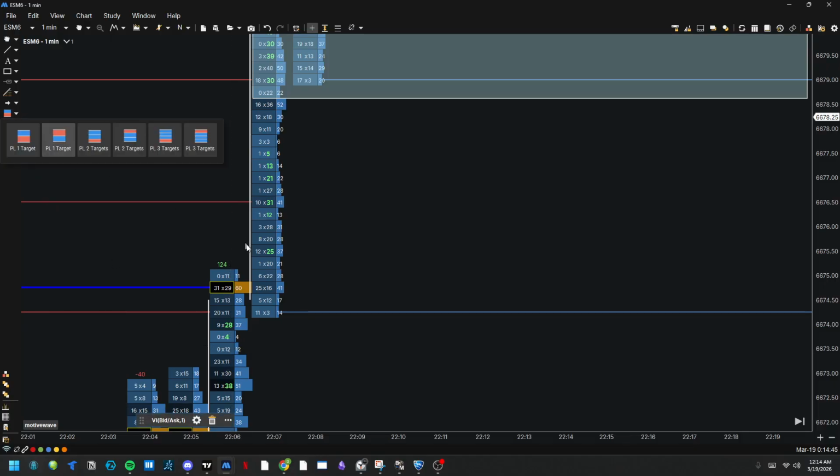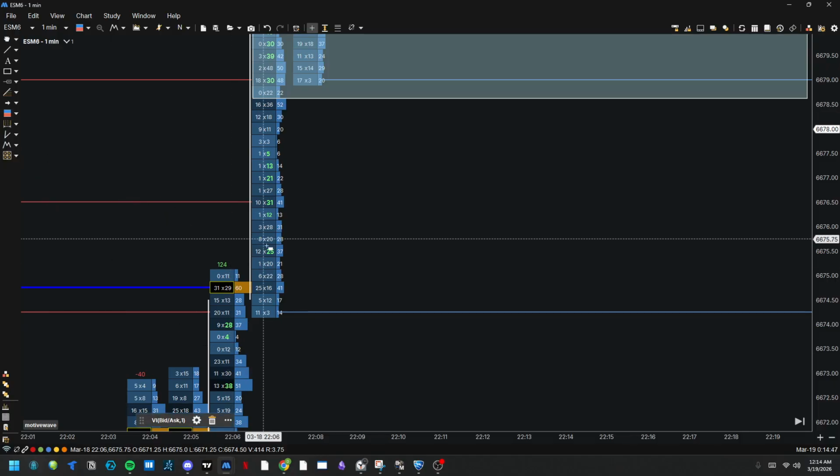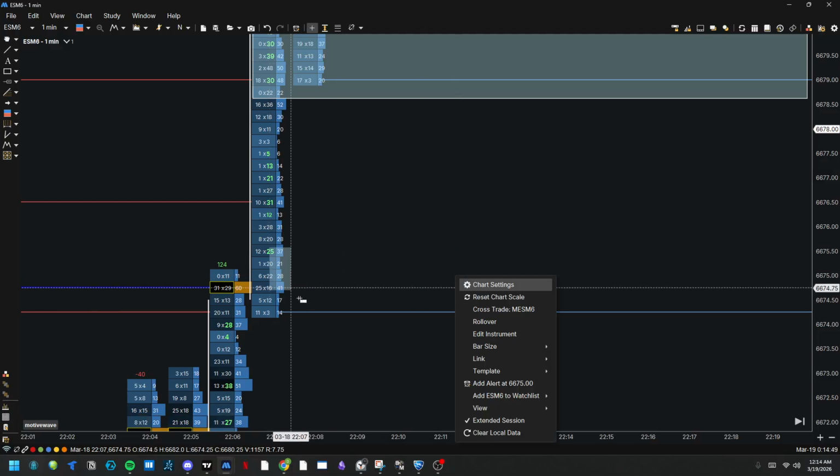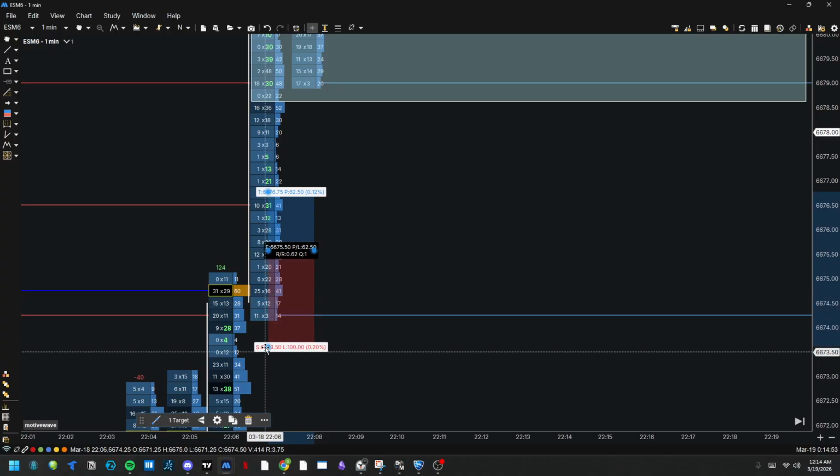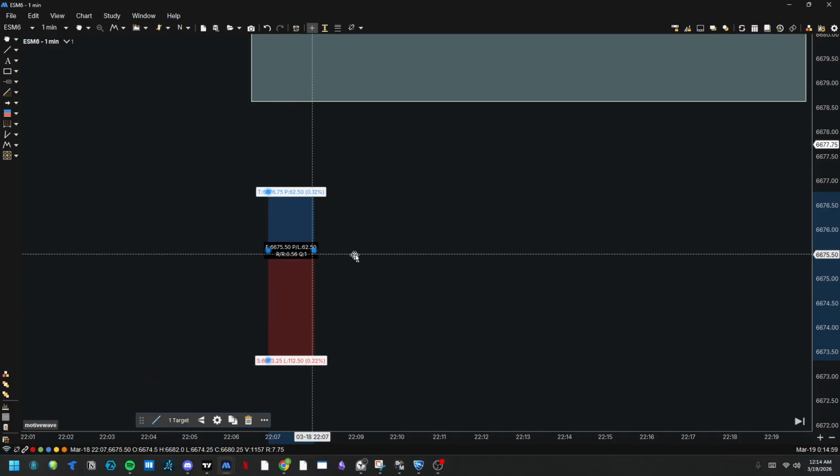So it could have been something like this. Bang, you enter on that. And you can have your stop loss here, here, here. You can have it under the FA if that's what you feel more comfortable with.